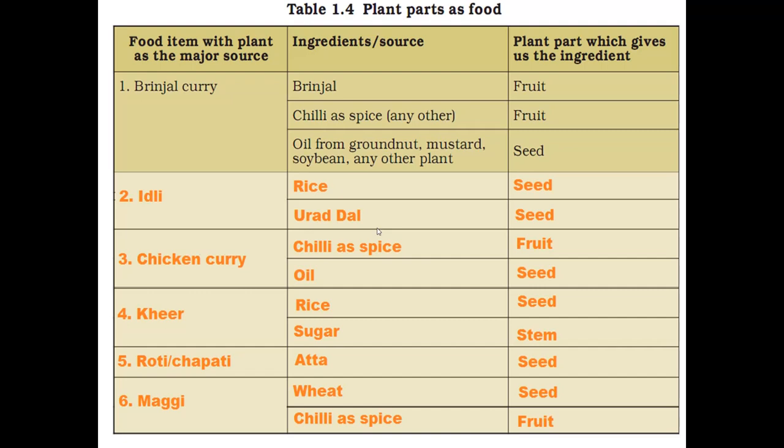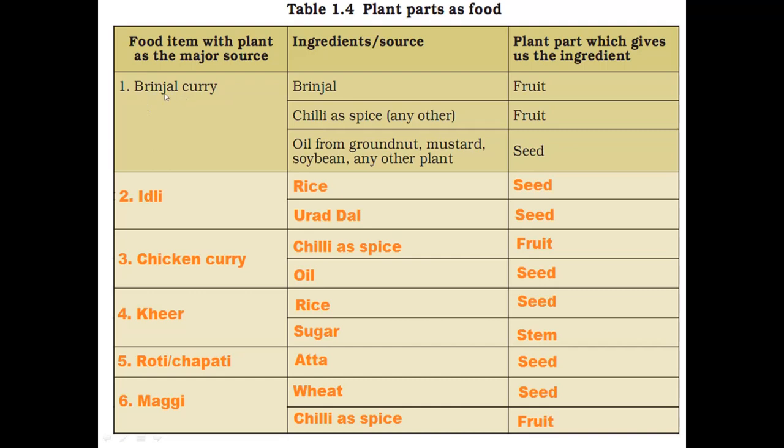Here is a simple activity. Look at this first column, food items with plant as a major source. You have to mention it in this column. Then ingredients or source, you have to mention in the second column. Then the plant part which gives us the ingredients, you have to mention in the third column. For example, here is a simple example of brinjal curry. You can take your mother's help or anybody at home who can help you in writing this activity.